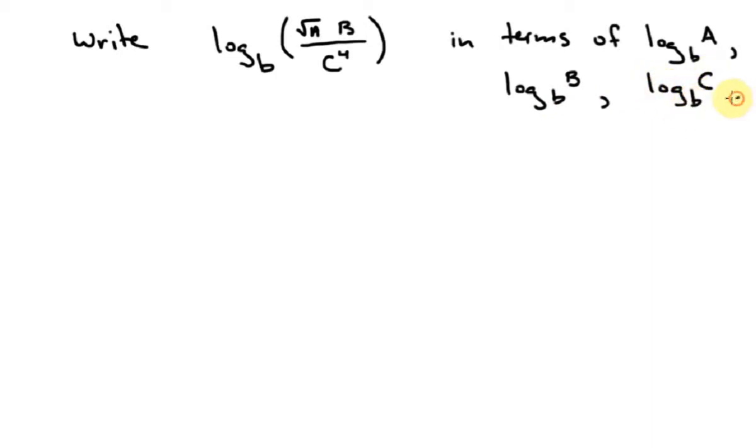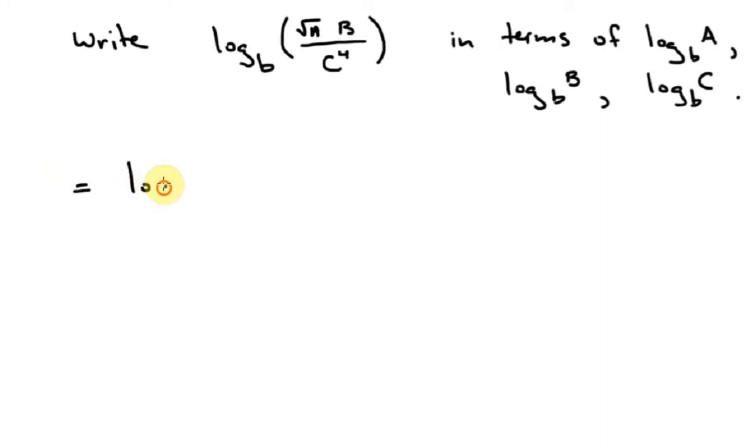Now when we say in a question you have to write something in terms of, it means in your answer you're allowed to use only these 3 expressions and any numbers that might be appropriate. But you can't leave it as a mess of this stuff. What we're going to do is break this up, and in our answer we're allowed to use these 3 logs. So how are we going to break all this up?